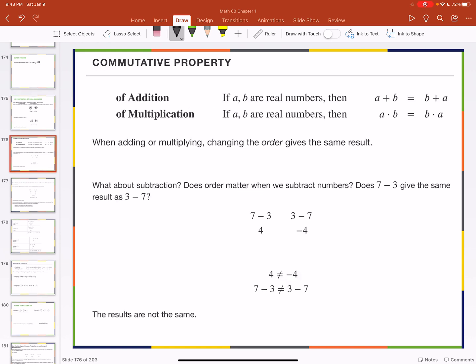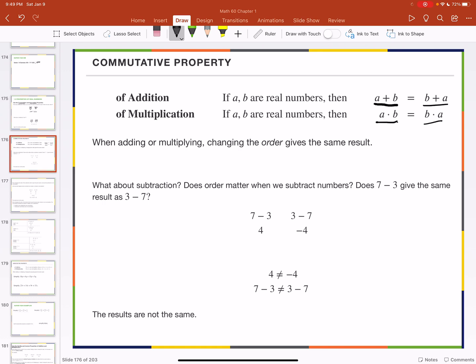So let's talk about the commutative property. The commutative property basically says that order does not matter. You can move the numbers around, you can commute them, and they still give the same value. It's something that we've already been using. We've always been using it, but now we're actually talking about it. And the same thing works for multiplication.